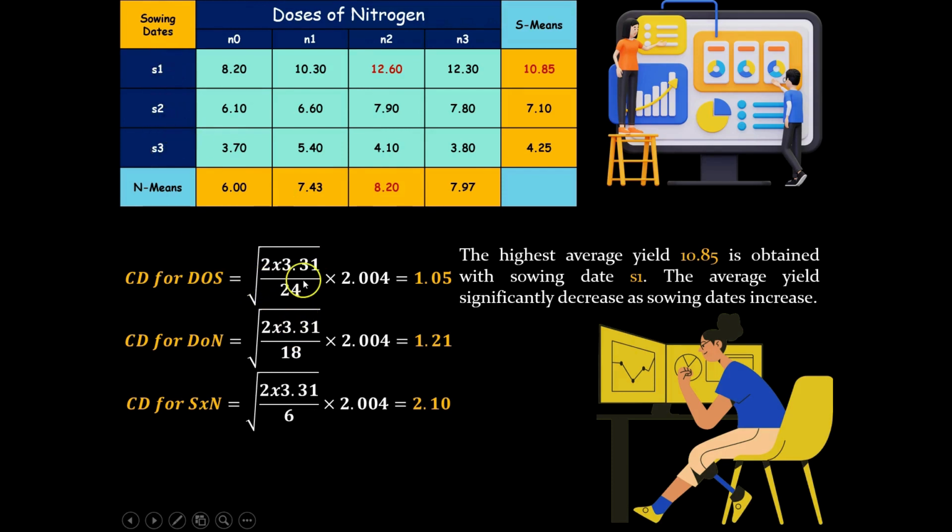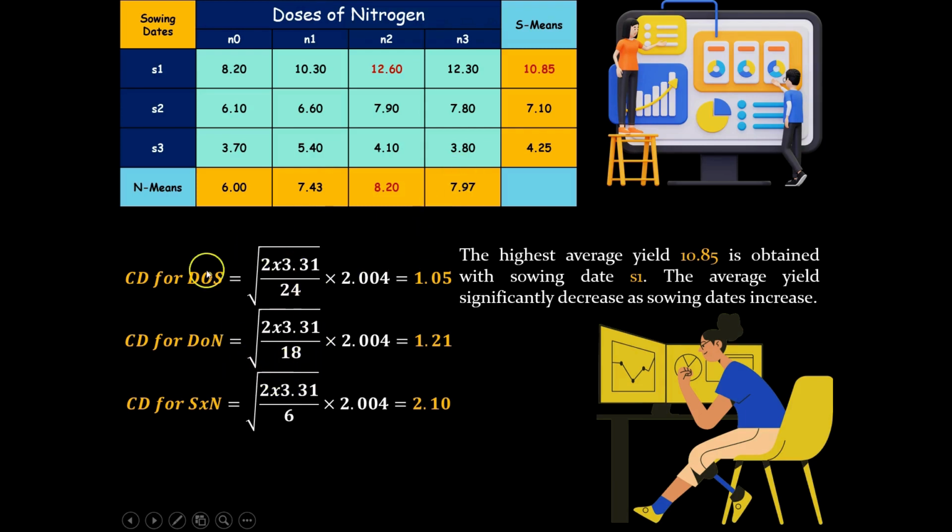Since here in the denominator, this mean square error is 3.31 multiplied by 2, since it is under root twice mean square divided by the number of replicates. But here we have got two factors. In case of date of sowing, here it is 6 multiplied by 4, that is 24, and in case of doses of nitrogen it is 6 multiplied by 3, that is 18. So in the denominator the replications must be multiplied by the levels of the opposite factor.